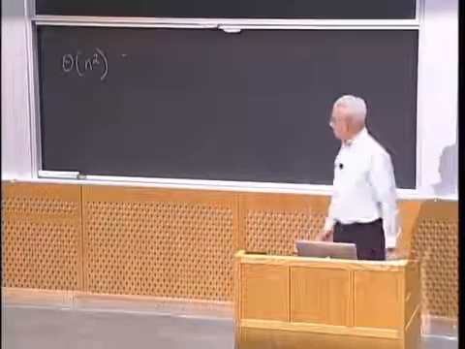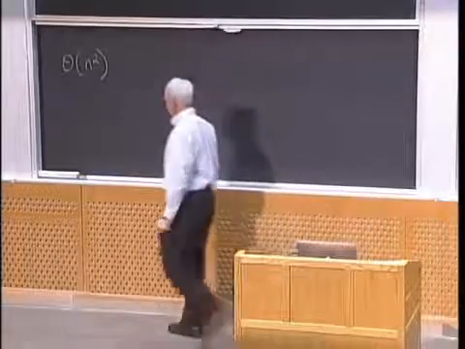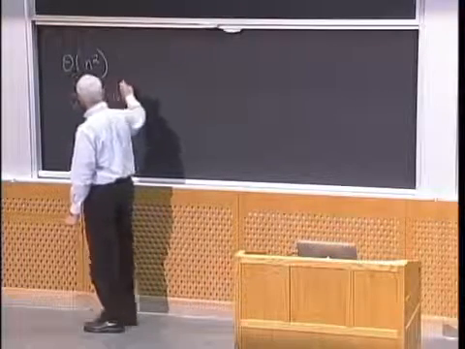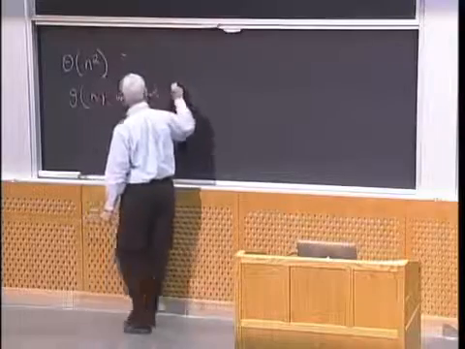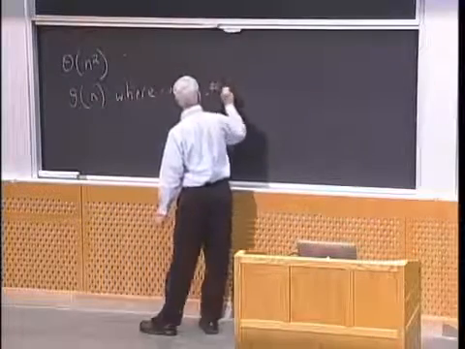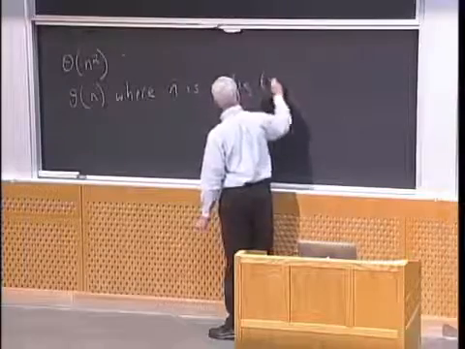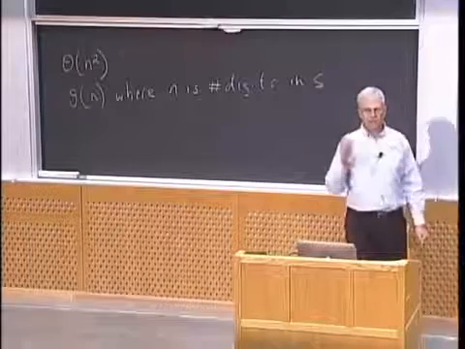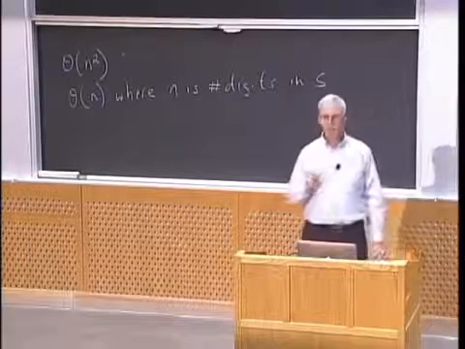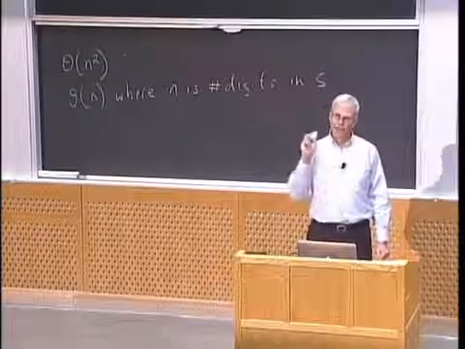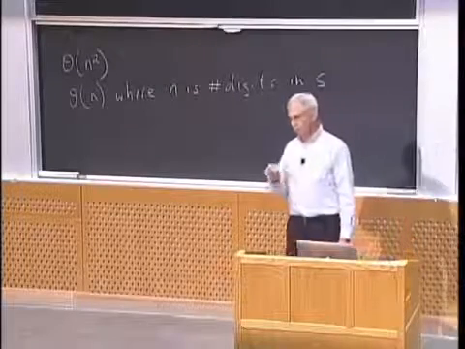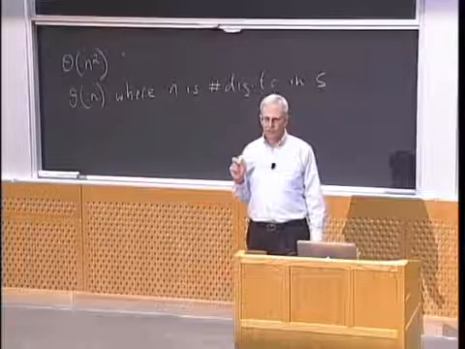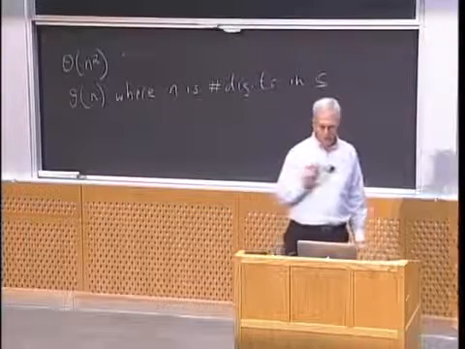Now, if I were careless, I would write something like order n, where n is the number of digits in S. But I'm not allowed to do that. Why not? Because I have to express the complexity in terms of the inputs to the program, and S is not an input. S is a local variable.